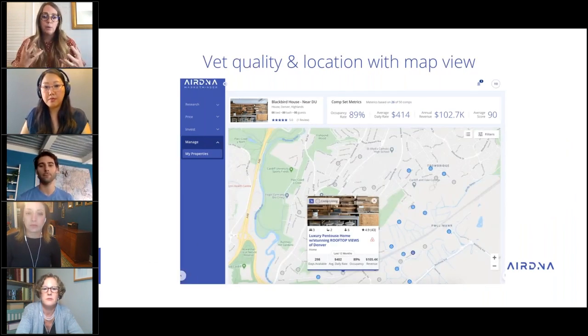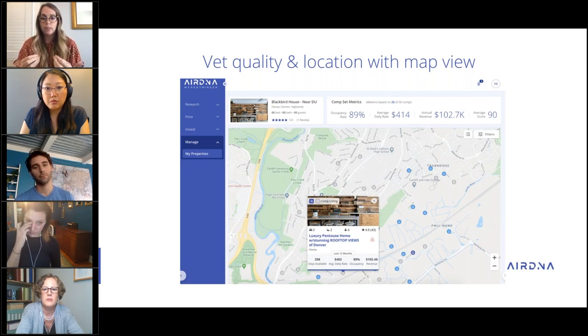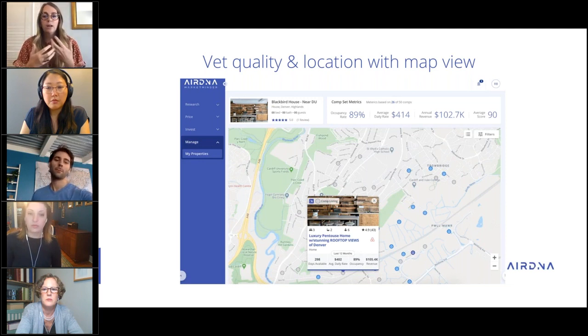And then we also enable this in a map view as well. So, you're going to know your location the best. So you're going to be able to understand that you have comp properties in this neighborhood versus that neighborhood, and they have similar amenities or benefits to the visitor.